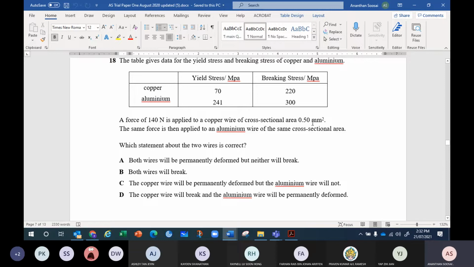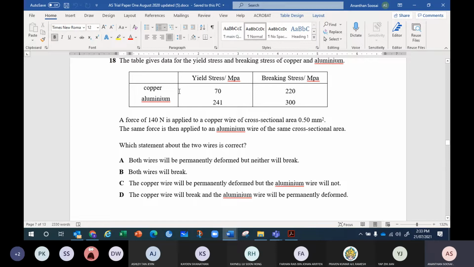Applied to a copper wire of cross section 0.5. The same force is then applied to an aluminium wire of the same cross-sectional area. But aluminium under 140 is still under elastic deformation, but copper is already in plastic deformation. So which statement about the two wires is correct? Both wires will permanently deform, but neither will break. Both wires will be permanently deformed.